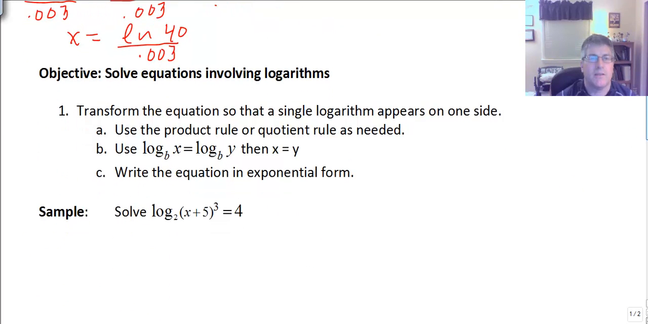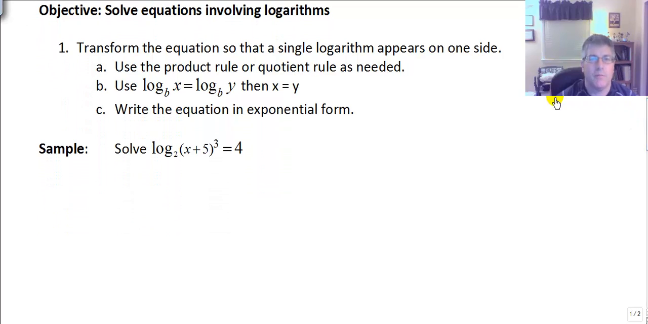The next objective is to solve equations involving logarithms. This is a little bit different. Now we have a logarithm already in the equation. So to solve this, we want to transform the equation so that a single logarithm appears on one side. We'll use the product or quotient rule as needed. We might use the concept that log b of x equals the log b of y. If we have that situation, then we know that x has to equal y. And then write the equation into exponential form, and finally we will check.